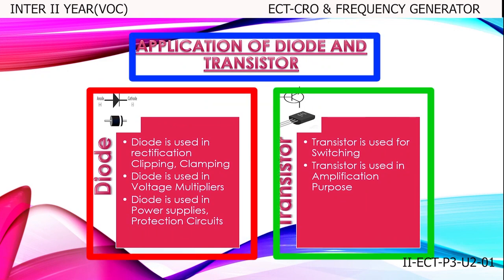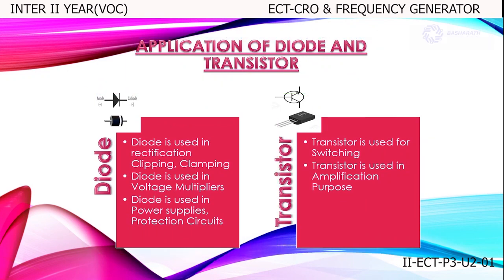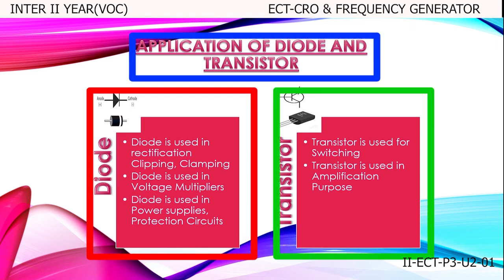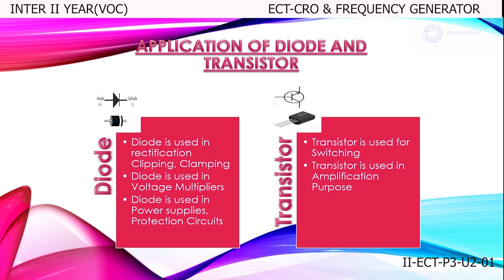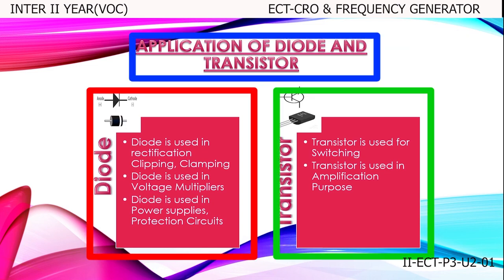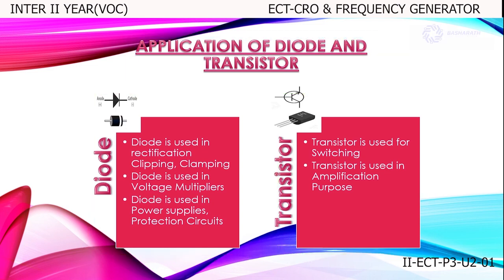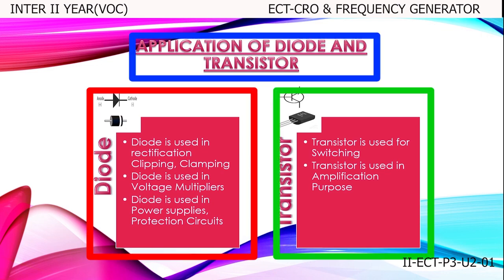Applications of diode and transistor. Diodes are used in rectification, clipping, clamping, voltage multipliers, power supplies, and protection circuits, whereas transistors are used for switching and amplification purposes.